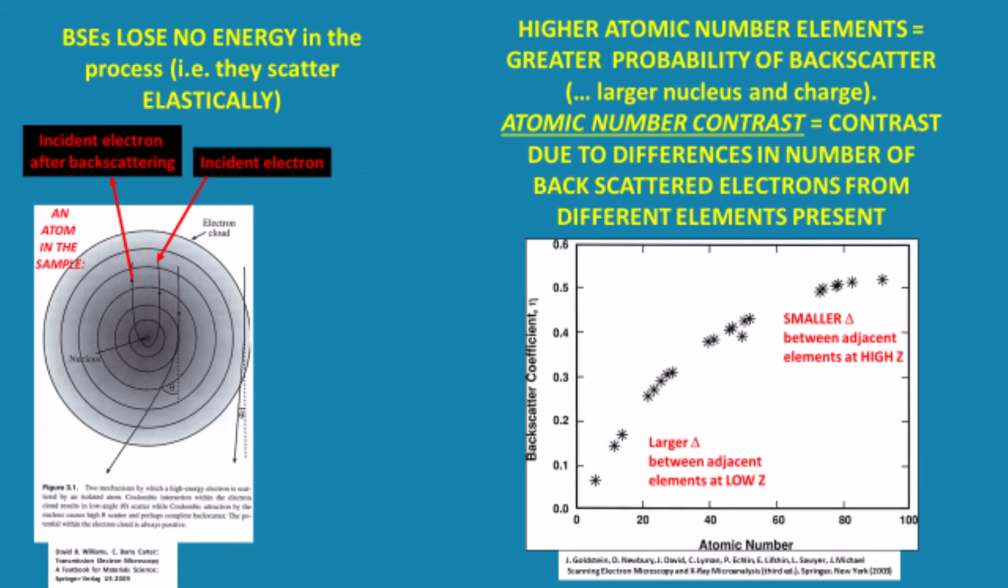This difference in signal intensity that results from the relationship between the number of backscattered electrons generated and the atomic number of the element present in the sample contributes to a type of contrast called atomic number contrast. Backscattered electrons carry important atomic number information for a sample.